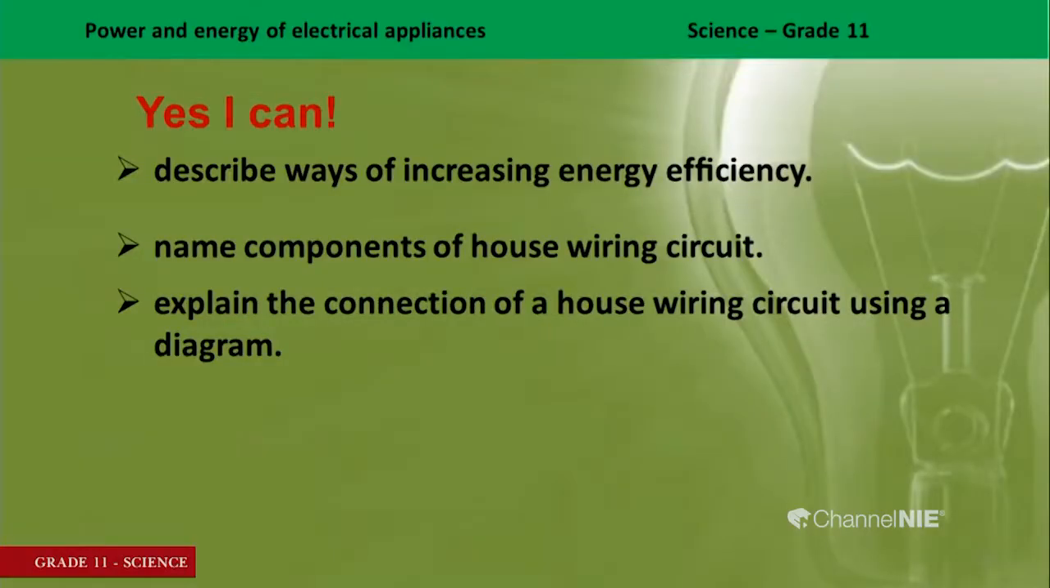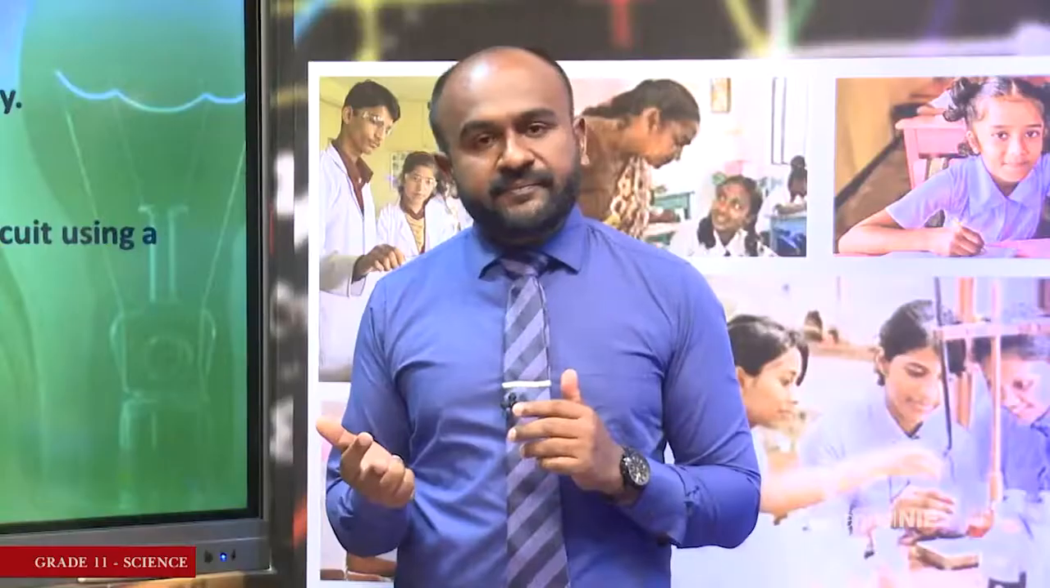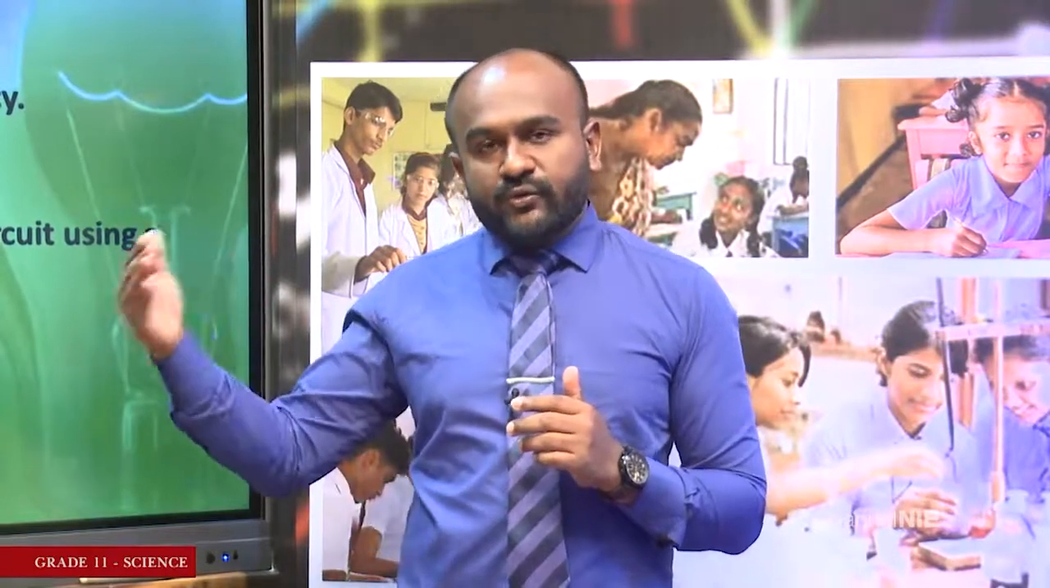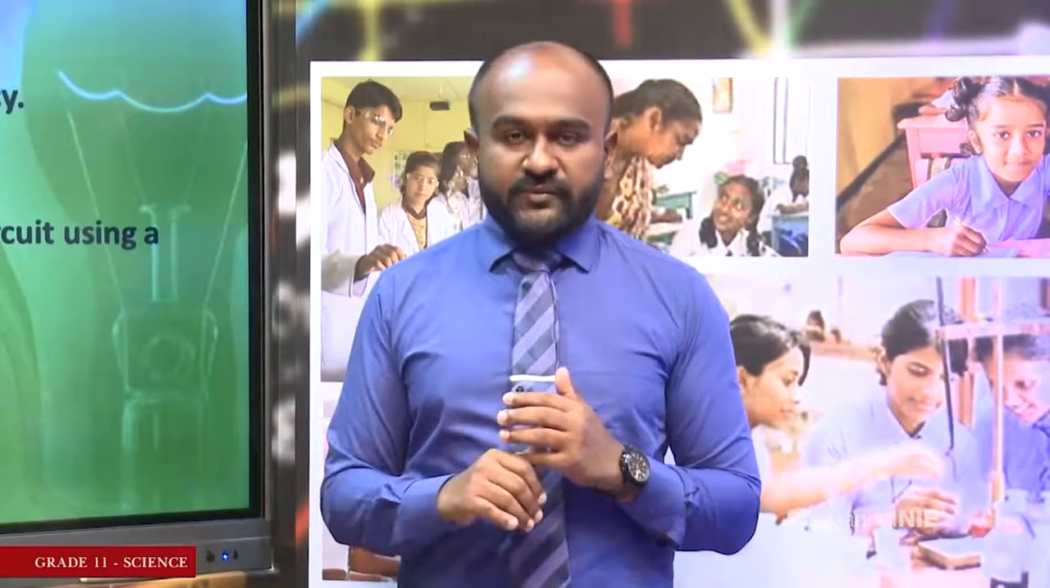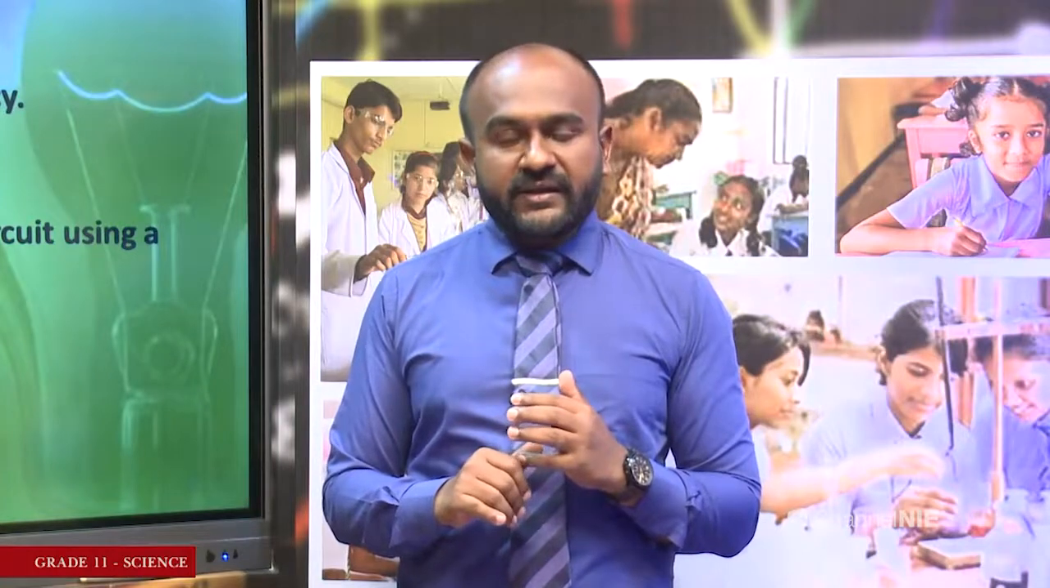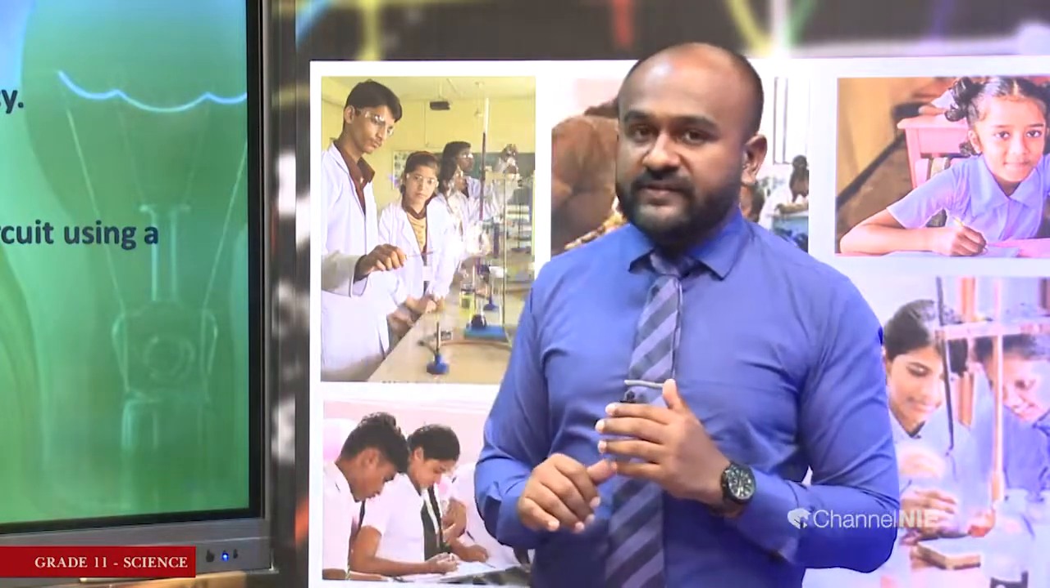What is the next one? Explain the connection of a house wiring circuit using a diagram. Now, you all know the order in which these accessories are connected. Now, you should be able to do this using a diagram also. That is the other expected learning outcome. Let us go to the next learning outcome.